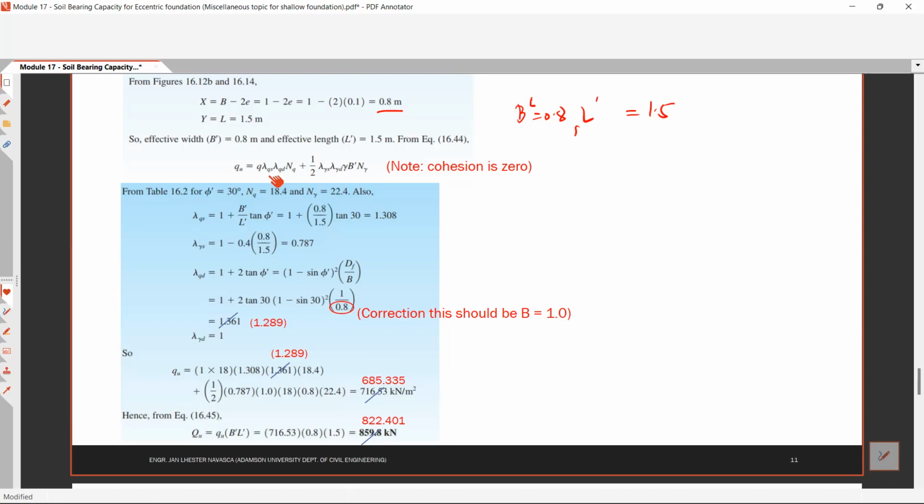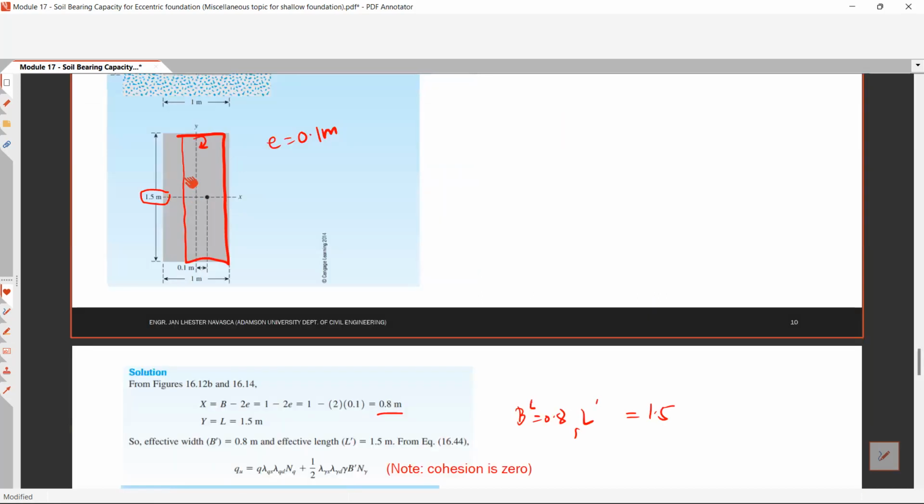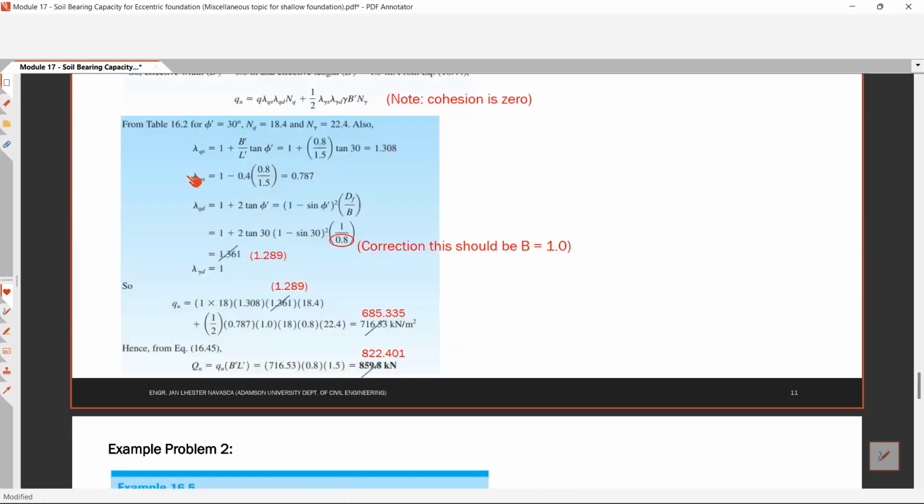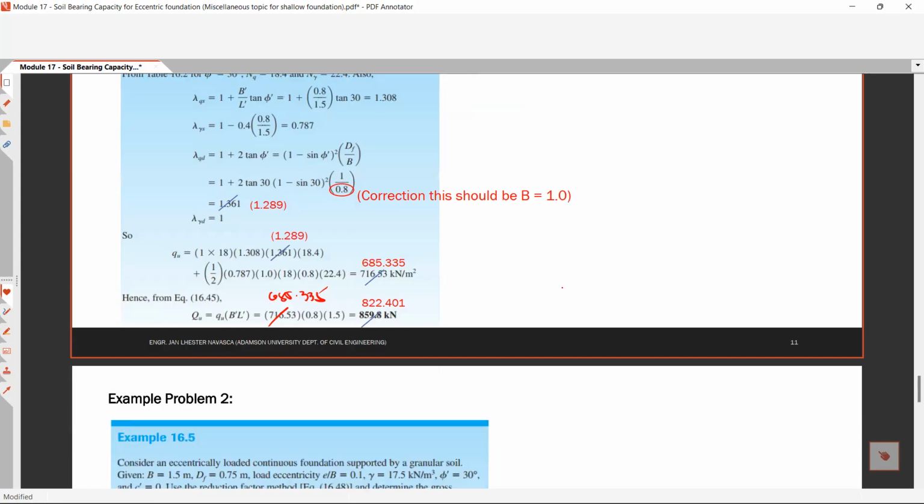Hence, the equation 16.45, okay, yung equation mo kanina, to determine the total force is Q sub U times the effective area, which is B prime times L prime, or yung area na to. That is the total force. Therefore, the total force is, it should be 822.401 kilonewton.